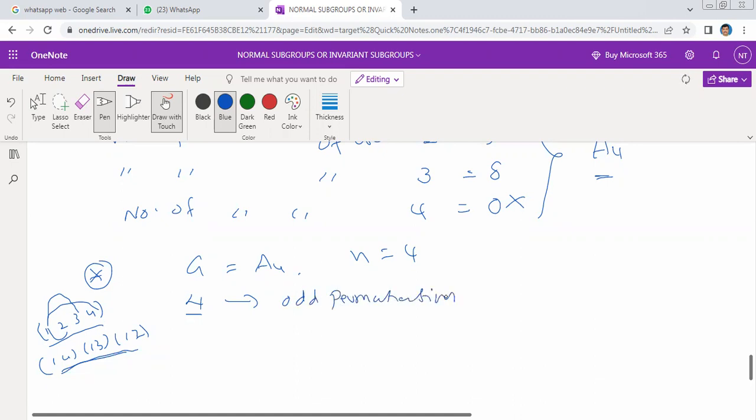Odd permutations are not in A4. Why? Can anybody say the reason?